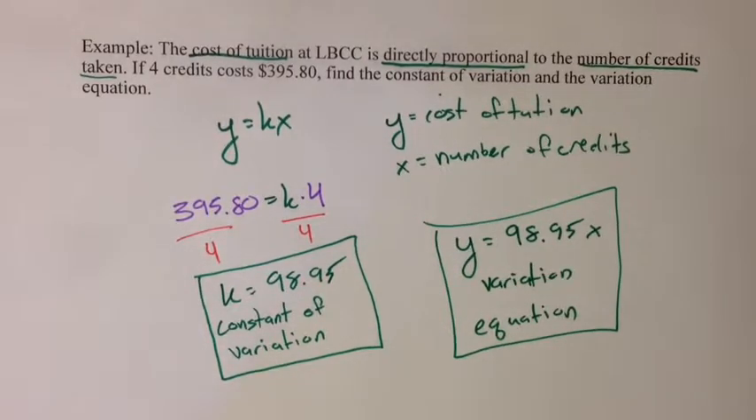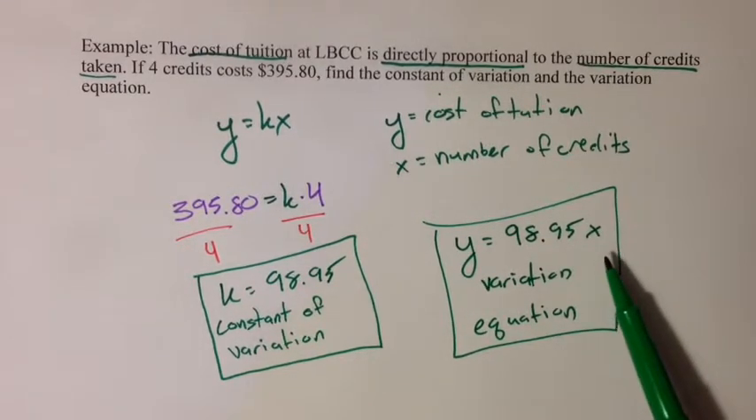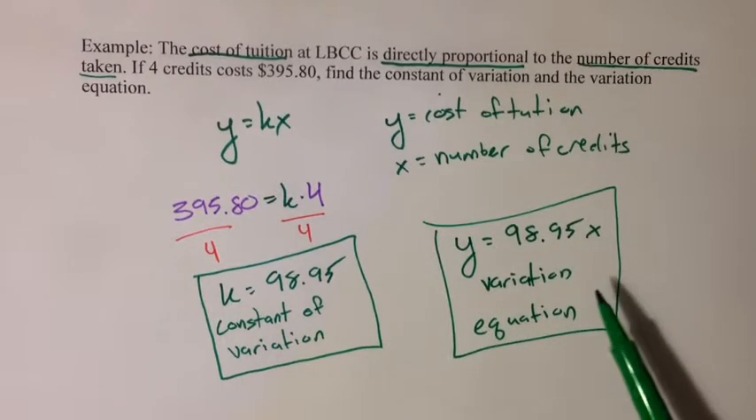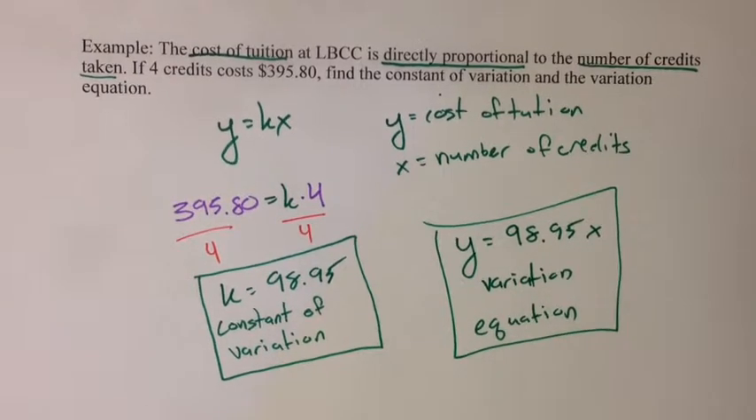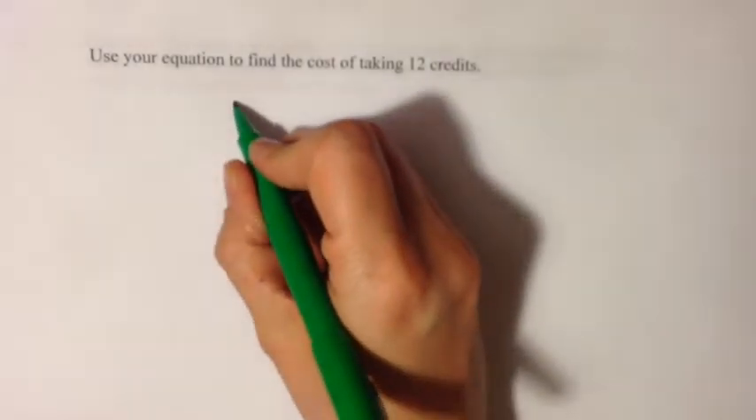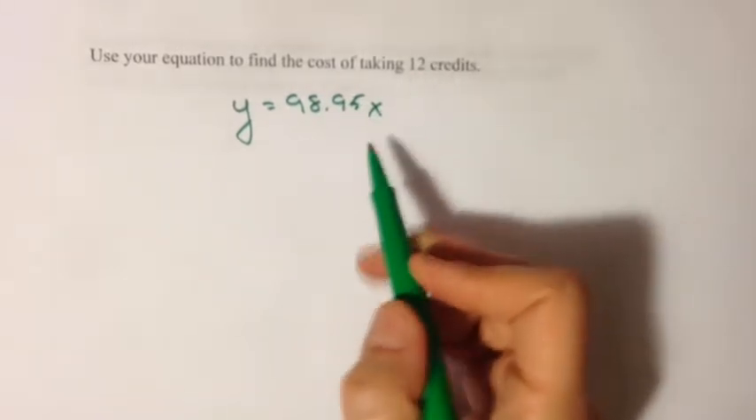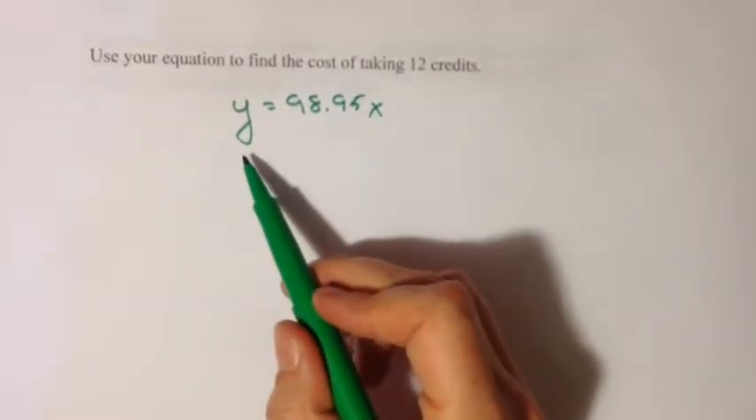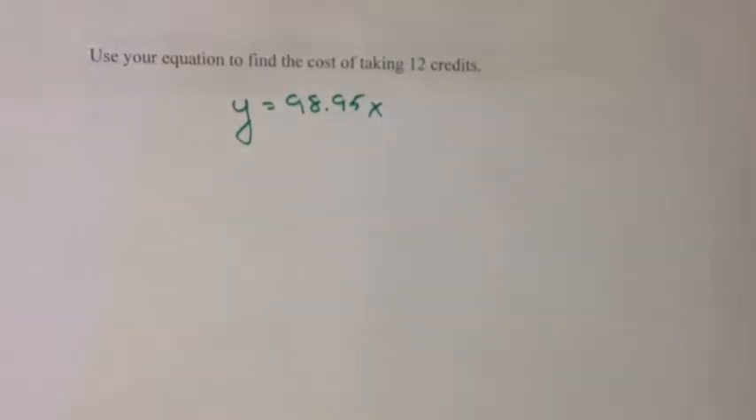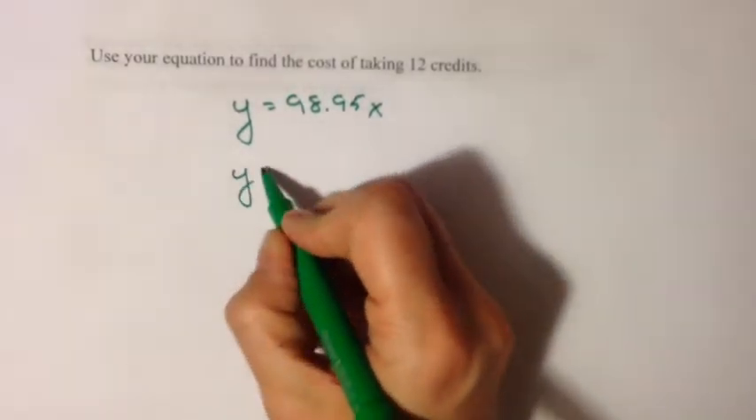Now that I have this equation, I could use it to find out how much it will cost to take any particular number of credits. So I could plug in x equals 10 and find out how much it costs to take 10 credits, or x equals 12 and find out how much it costs to take 12 credits. In fact, that's the next thing that this question is going to ask us to do. Now we're going to use our equation to find the cost of taking 12 credits. So remember, my equation was y equals 98.95x, where x is the number of credits and y is the cost. So I'll just plug 12 in for x and find out what y is.